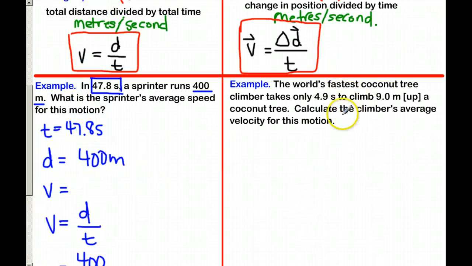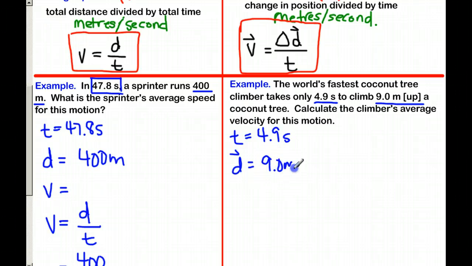Okay, let's have a look at this example. The world's fastest coconut tree climber takes only 4.9 seconds, so here's one quantity. And as you read it, define it. So time equals 4.9 seconds to climb 9 meters up. So here's those square brackets. These square brackets tell you there's a direction. So you know now we're not dealing with distance, we're dealing with displacement. So there's a vector arrow on top of our variable, and we're looking at 9 meters in the up direction. Calculate the climber's average velocity.